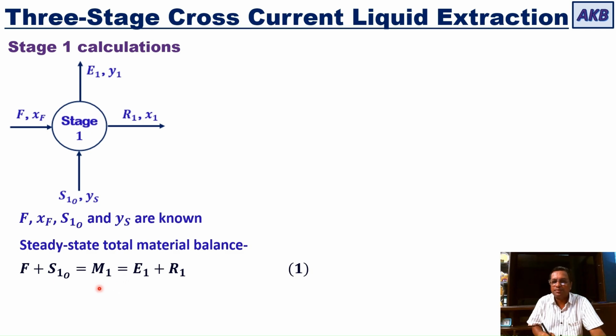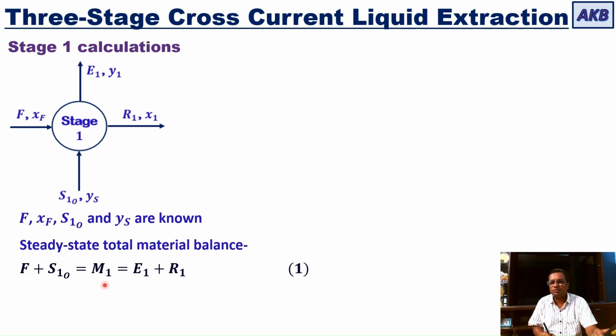Let M1 represent its mass or mass flow rate for the mixture. When this mixture is allowed to settle, it will settle into 2 layers, raffinate and extract layers, and then they will be physically separated from each other. So F, mass of feed, plus mass of solvent is equal to mass of the resulting mixture, which then separates into raffinate and extract layer. Therefore, this will be equal to mass of extract layer plus mass of raffinate layer.